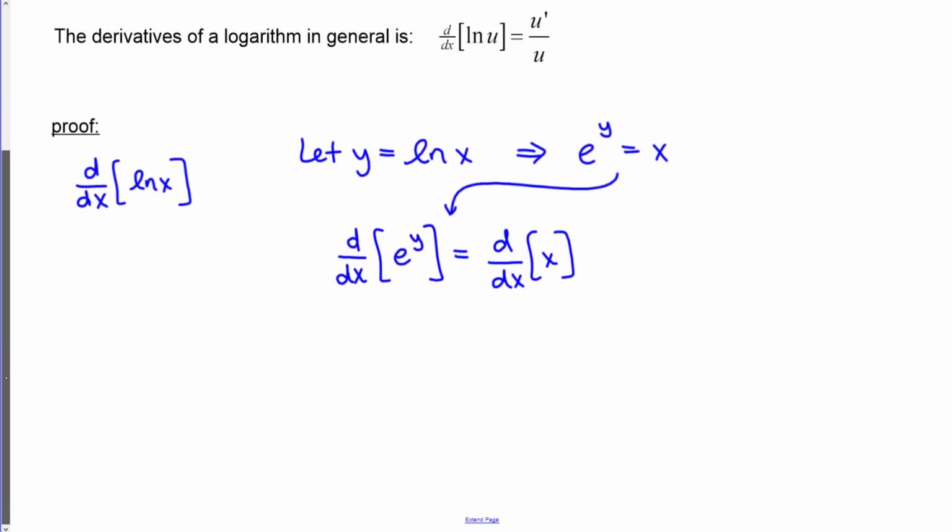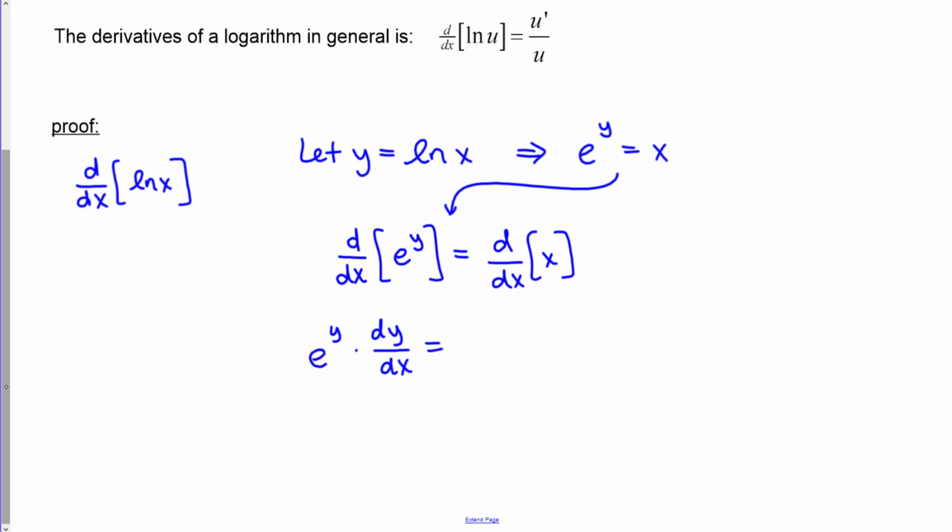But in this case, I'm doing a derivative with respect to x of a function e to the y. I don't have an x in this. However, y can be written as a function of x, which means I'm allowed to use implicit differentiation on this one. So using implicit differentiation, the derivative with respect to x of e to the y is itself times the derivative of the inside part, so times dy dx.